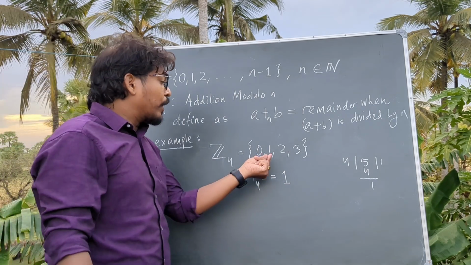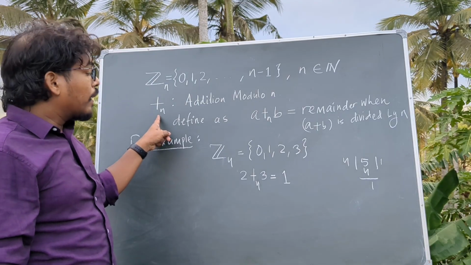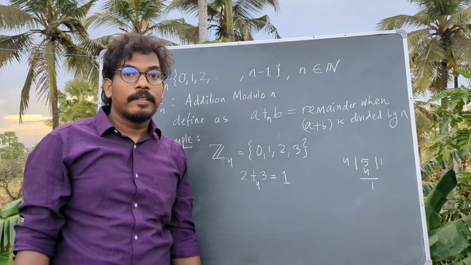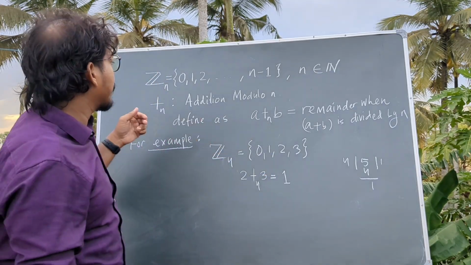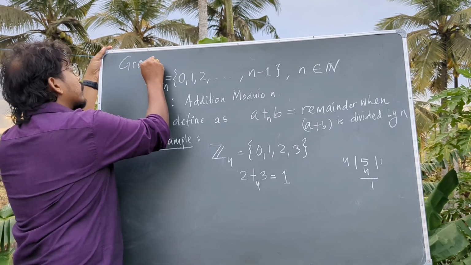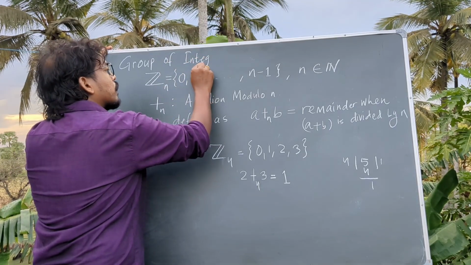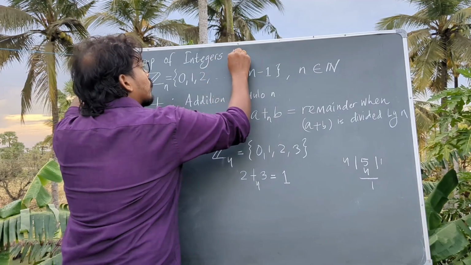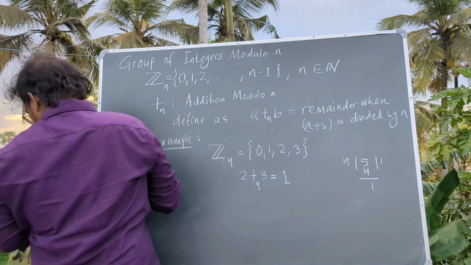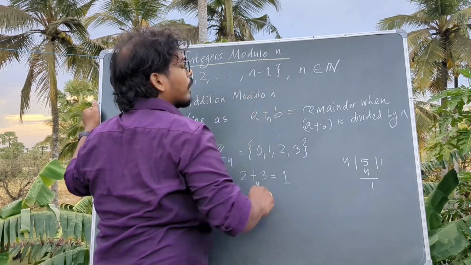So we know how to operate any two elements of this set under this operation, and we'll show this is indeed a group. It will form a group, and this group has a special name. This group is called the group of integers modulo n. Let me underline it.